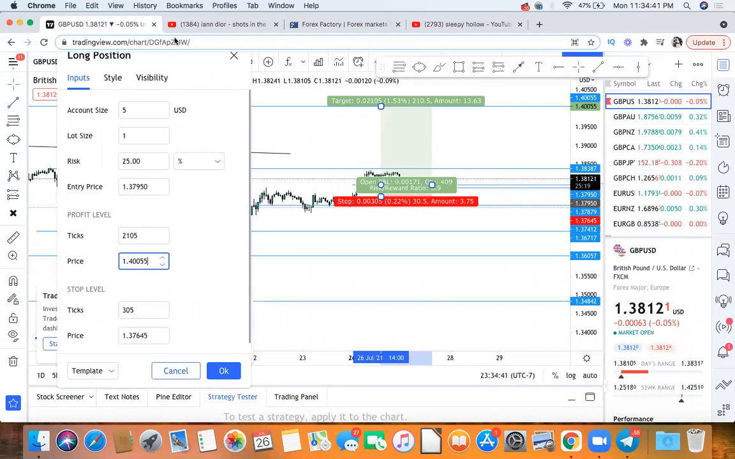Should be at 210, at 1.455, which is 210 pips. And our stop loss, that's going to be at 1.37645. 30 pips.